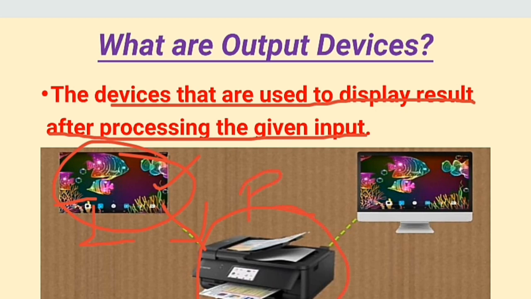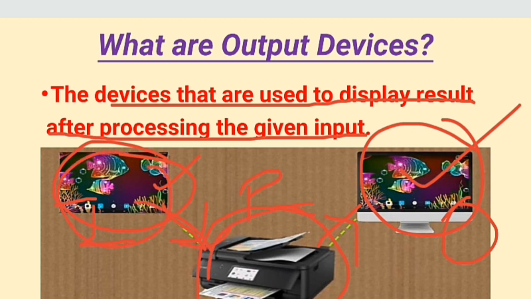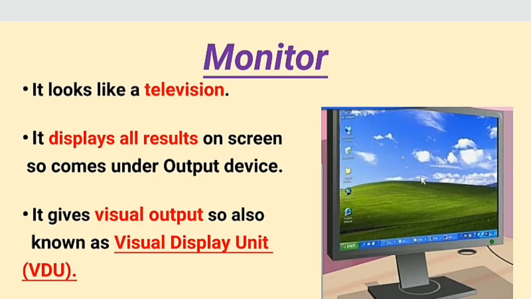Here the processing of that picture is done. After processing, it gives this picture as an output on the screen. You can see, this is the picture as input, then here processing, then here output. So we can say these are used to display the result or output after processing the given input. I hope it's clear to everyone what the output devices are.